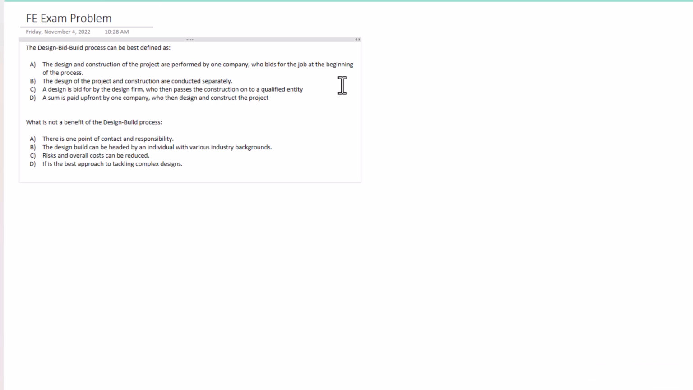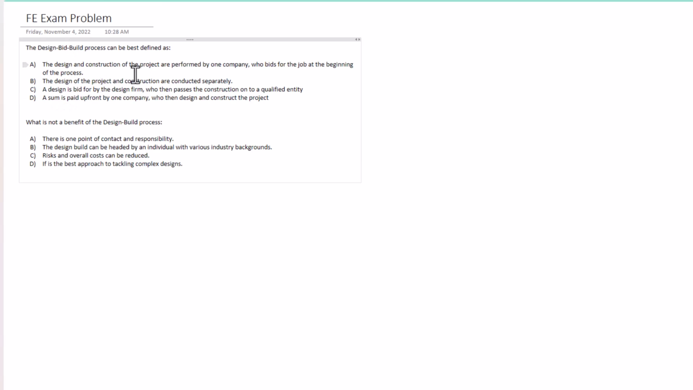And so if we look here, A, the design and construction of the project are performed by one company who bids for the job at the beginning of the process. Now, it could be performed by one company, but who bids for the job at the beginning of the process, that's not exactly how it works. So it's not going to be A. B, the design of the project and construction are conducted separately. It could be that. C, a design is bid for by the design firm who then passes the construction on to a qualified entity. That's almost true, not quite, because the company then needs to bid for the build process. So that's almost true, but not quite true.